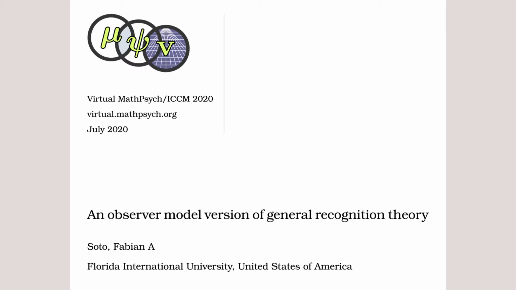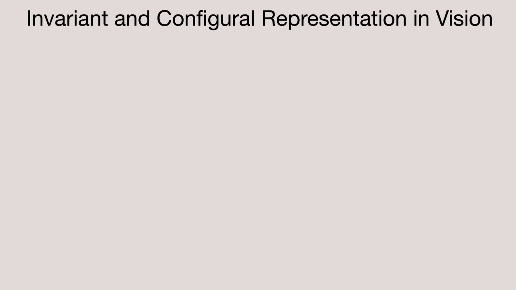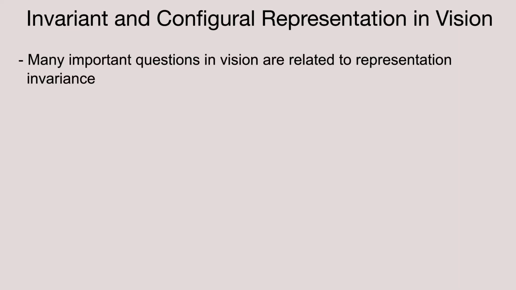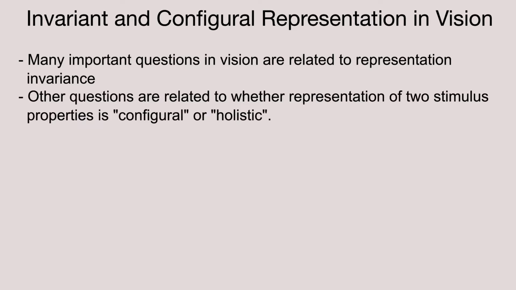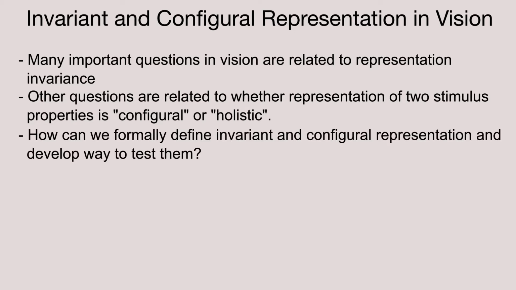The title of this talk is An Observer Model Version of General Recognition Theory. Many important questions in vision are related to whether the representation of one stimulus property, such as shape, is invariant to changes in other properties, such as viewpoint. Conversely, other questions are related to whether representation of two stimulus properties is configural or holistic, so that one is encoded differently in the presence and absence of the other. How can we formally define invariant and configural representation and develop valid ways of testing for them?